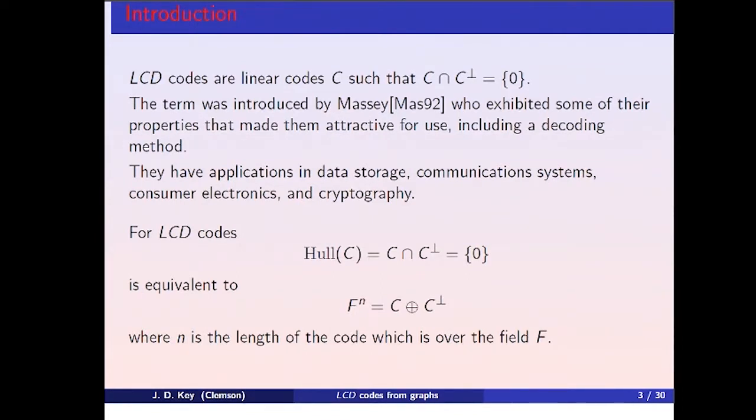LCD codes are codes such that C intersection C perp is 0. The term was introduced by Massey in 1992, and the reason he introduced the term was because these sorts of codes have a lot of applications: data storage, communication systems, consumer electronics, and more recently, cryptography.